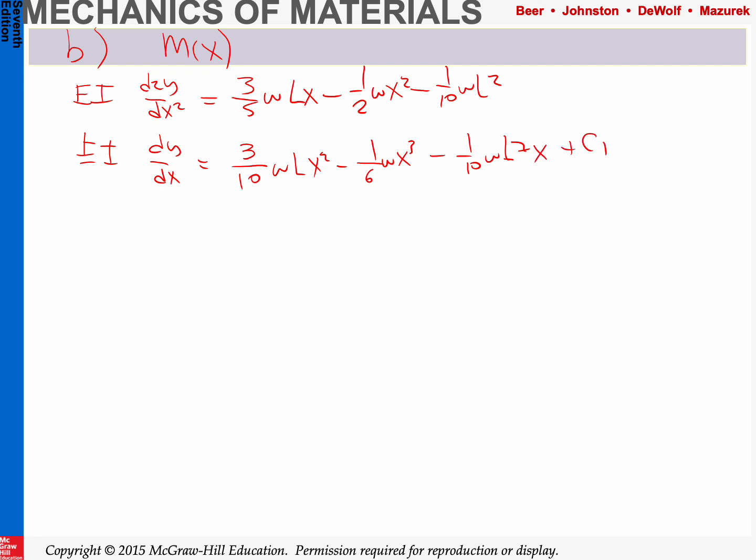So for this constant of integration, C1, we need a boundary condition for slope. In this particular problem, we have two supports at B and C. These are rollers or pins. They prevent deflection. There's no movement in the y direction, but the slope is not zero. We can't use those. So we have to integrate yet again.